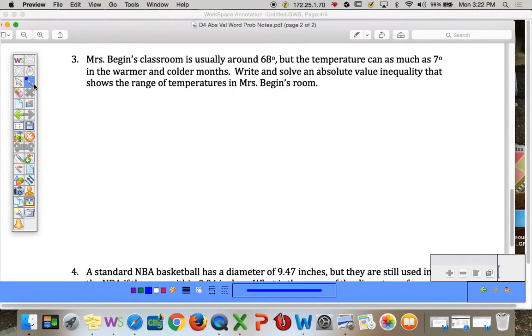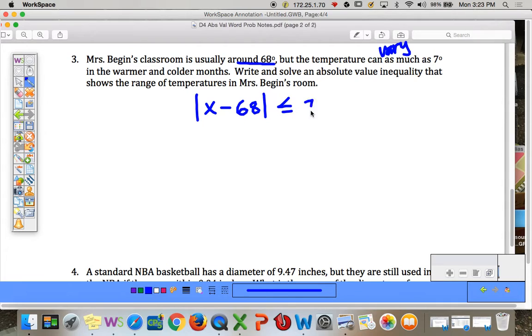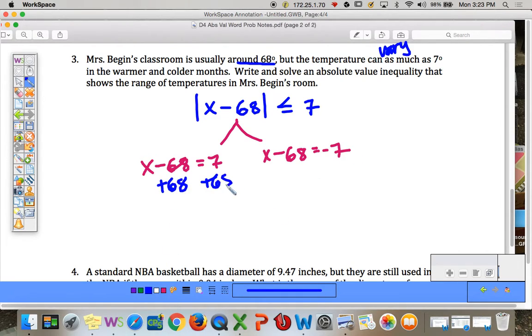Mrs. Bajan's classroom is usually around 68 degrees, but the temperature can vary as much as 7 degrees in the warmer and colder months. Write and solve an absolute value inequality that shows the range of temperatures in my room. All right, so we have x minus the 68 degrees. It can vary 7 degrees. So here's what it looks like. We'll split it up. x minus 68 can be 7. x minus 68 can be negative 7. And then we solve. So we'll add 68.